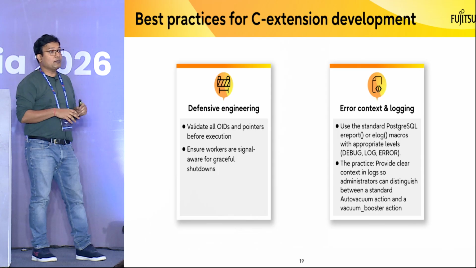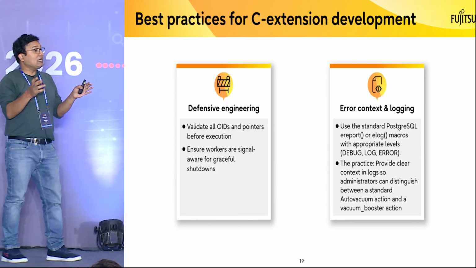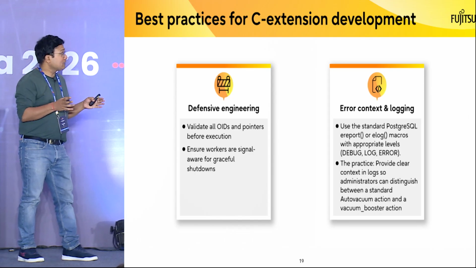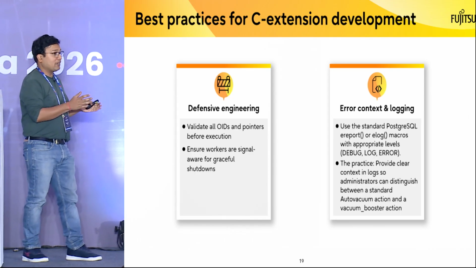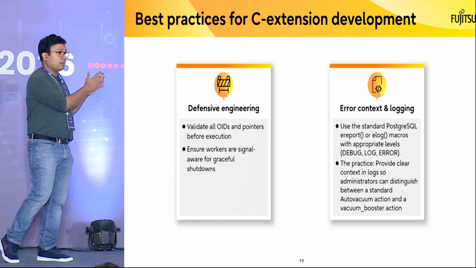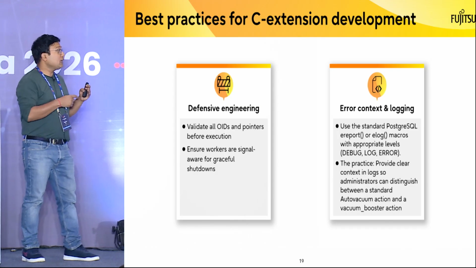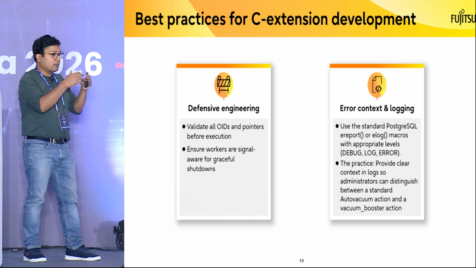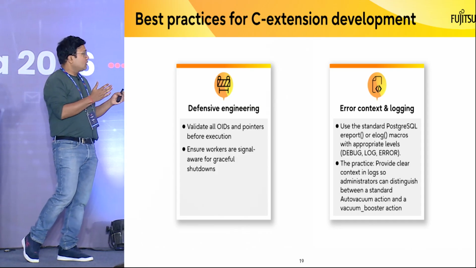Then, as typical C programmers, we should not blindly believe anything. We should validate the OIDs. Even if you are accessing a pointer in range, you should validate properly. And in my case, I have dynamic workers, typical background workers. Those should be signal aware, because Postgres communicates with each process by sending signals, so that if any problem happens, they can shut down properly.